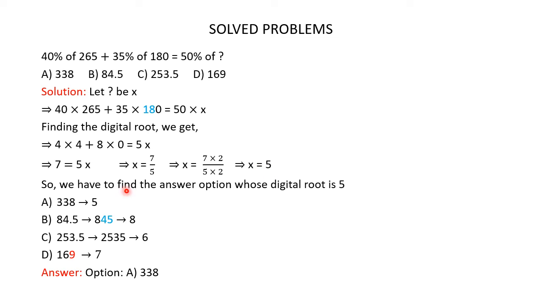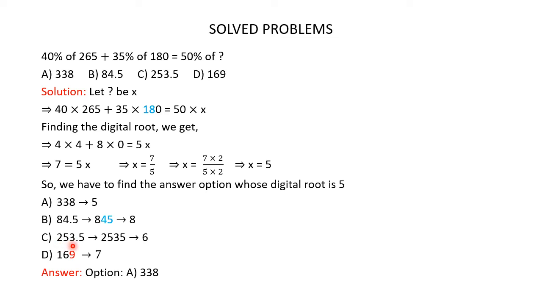This means you have to find the answer option whose digital root is 5. Answer option A is 338. 3 plus 3 is 6, 6 plus 8 is 14 and 1 plus 4 is 5. So the digital root here is 5. Option B is 84.5. Ignoring the decimal point you get the number 845. Here 4 plus 5 is 9, you can ignore those two digits. So the digital root here is 8.